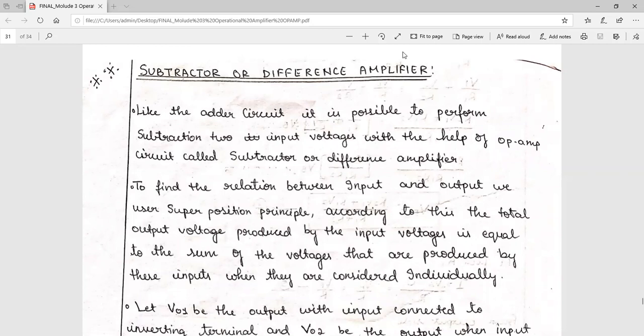We will see another application of the operational amplifier, that is the subtractor or difference amplifier. Like an adder circuit, which will add the two input voltages and give the output voltage, it is possible to perform subtraction of two input voltages with the help of an op-amp circuit called a subtractor or difference amplifier.